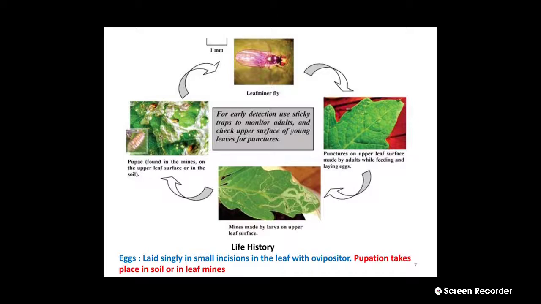Then next point is oviposition, meaning the site of egg laying. Eggs are laid singly in small incisions in the leaf with the ovipositor, and pupation takes place in the soil or also in leaf mines.